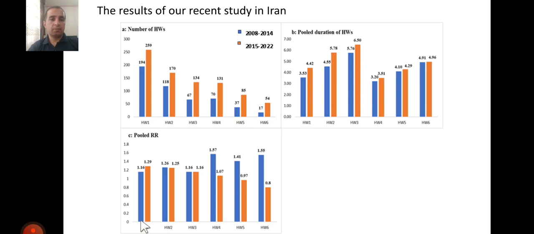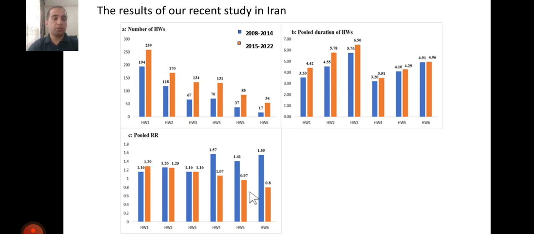So in the second period, the weakest heat wave has got higher impact compared to the first period. But in other definitions, we saw no significant difference. However, for the stronger heat waves in the second period, they had lower impact, and the reasons might be many.